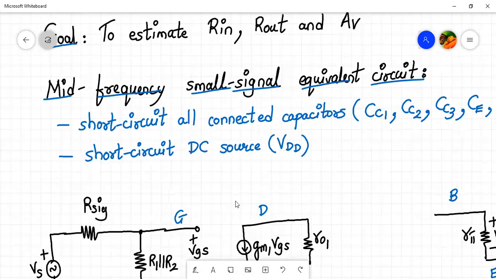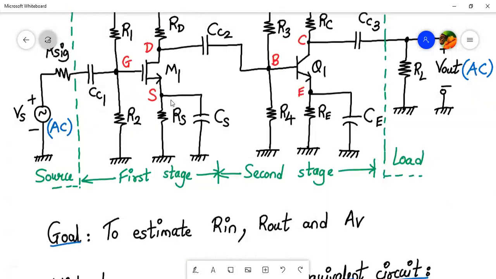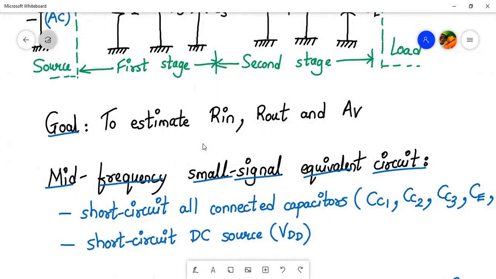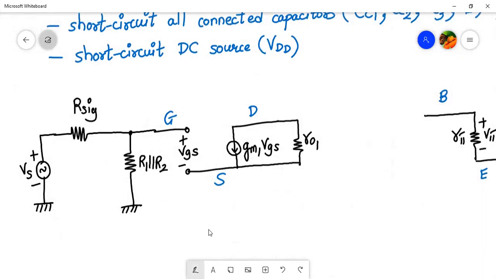Now let's move on to the source terminal. At the source terminal, we have a capacitor and RS in parallel. All the connected capacitors are short circuited. So a short in parallel with a resistance will be a short. So the source terminal will be connected to the ground directly. So let us connect the source terminal to the ground. So here it is.